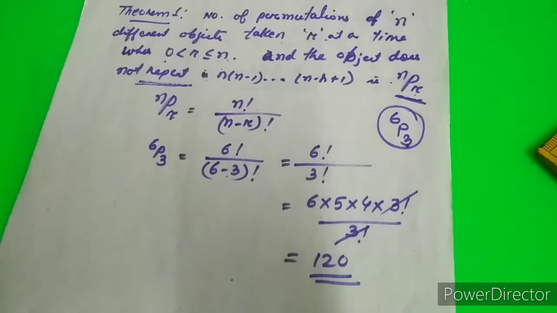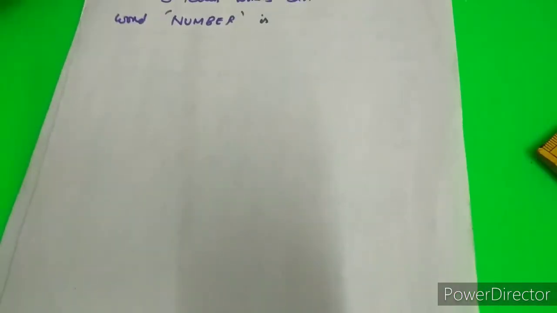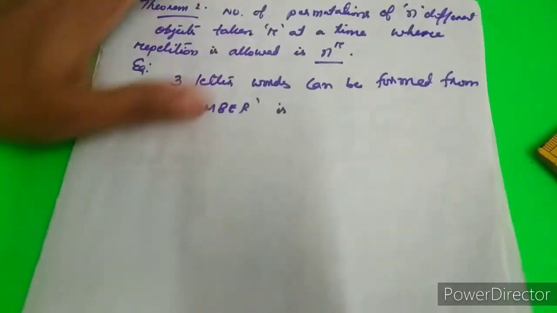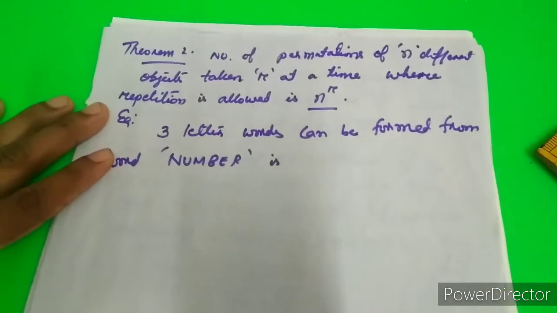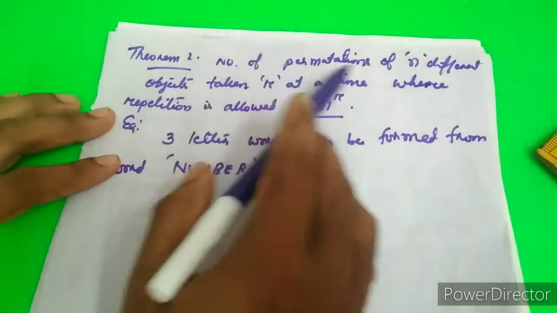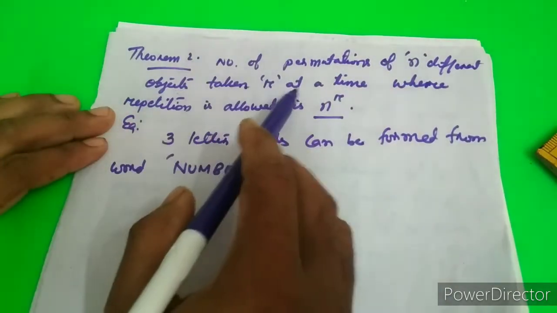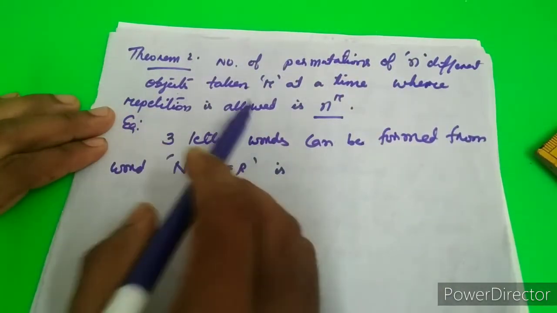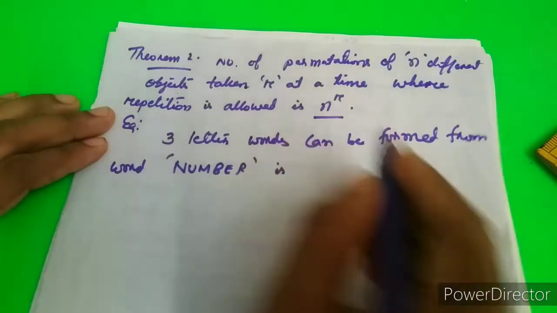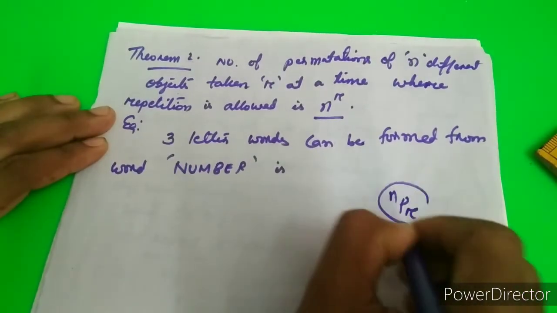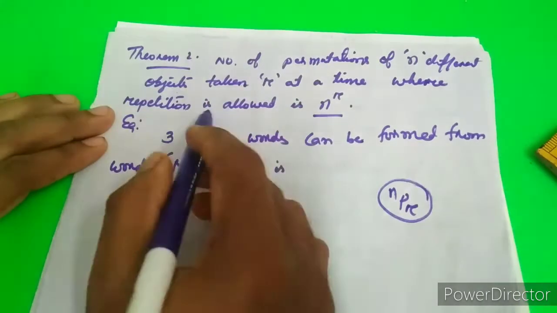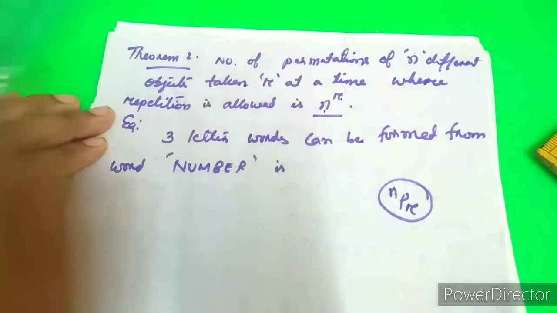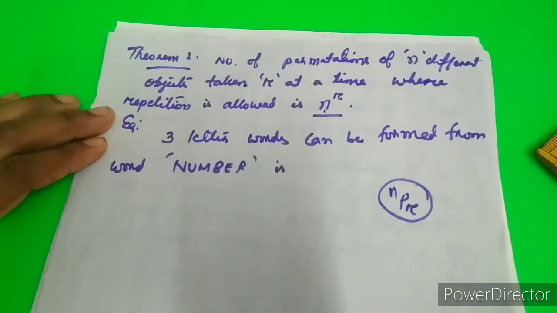Now what does theorem 2 say? Permutations theorem 2: the number of permutations of n different objects taken r at a time where repetition is allowed. In the previous case nPr, repetition is not allowed. But when repetition is allowed, the value will be n to the power r. That's what the solution will be.